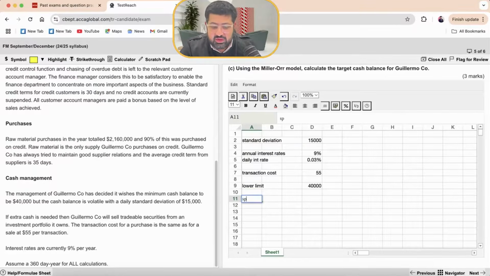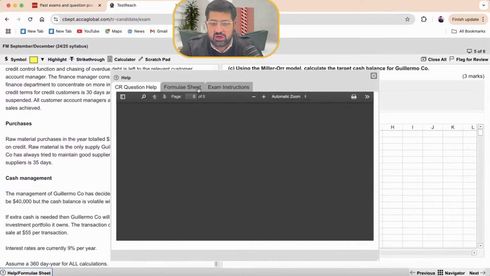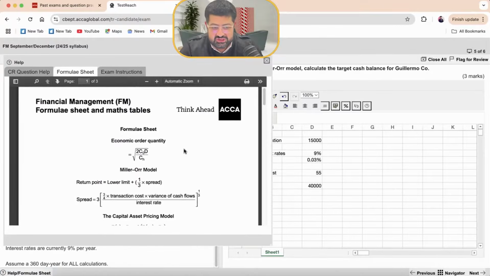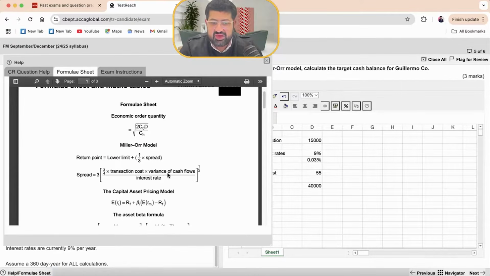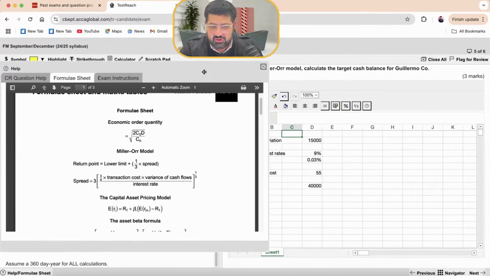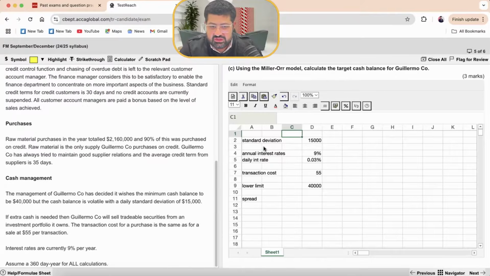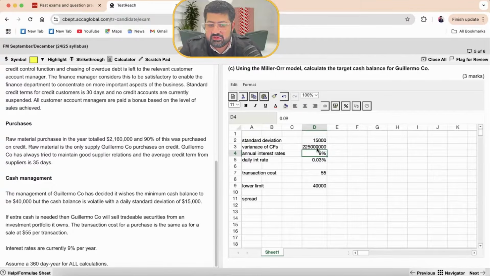So for upper limit, we need to calculate spread. Spread formula we don't know, so the formula will be found in the formula sheet. So spread formula is here. Variance of cash flow is needed. So we need variance of cash flows, first of all, in the spread. So you see here, variance is equal to standard deviation square. Standard deviation square is called variance.